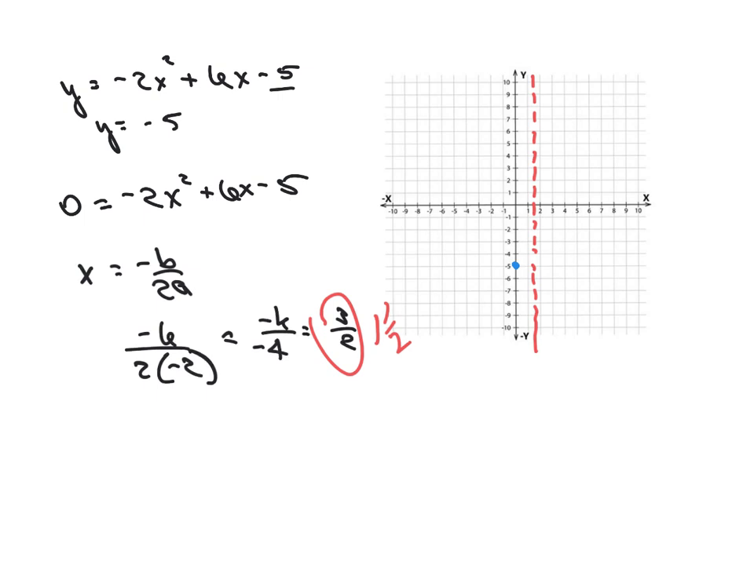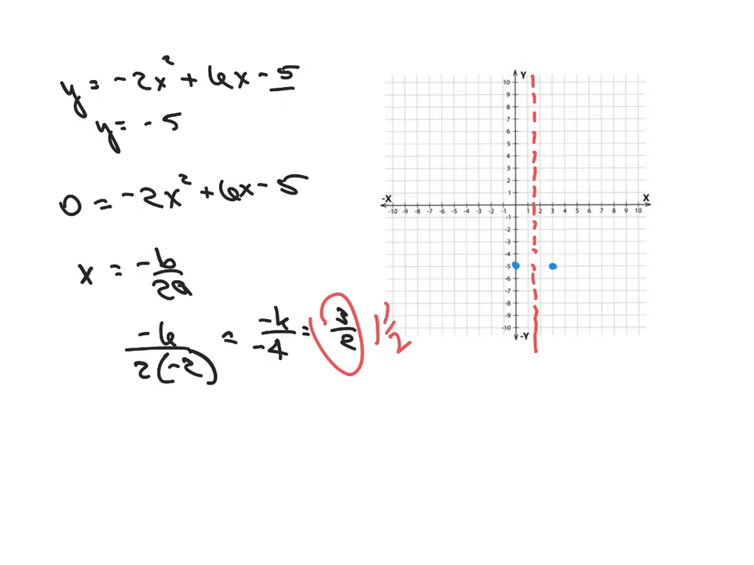So how far away is this dot from here? It's 1 1/2. So I know my other point is going to be 1 1/2 on this side. So yay, I found that. All right, now I need to find out where my vertex is. Where along this line is my point? So I take my 3/2, plug it into the original equation up here.